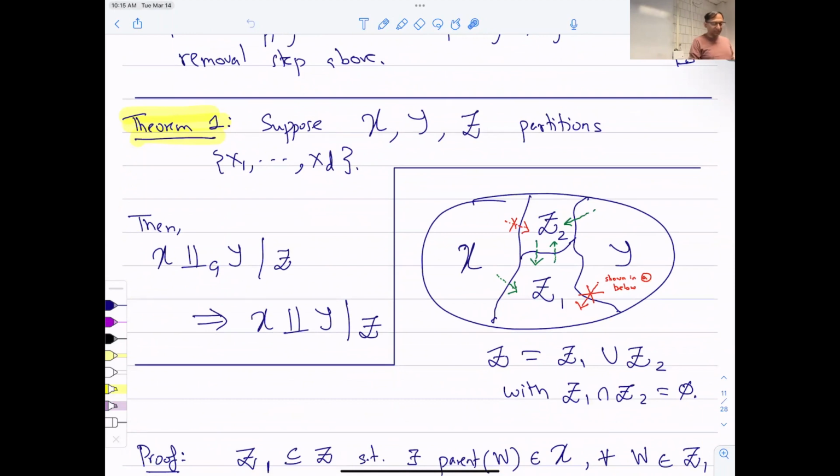So the first result is the following. Suppose I can partition the collection of nodes into three sets, X, Y, and Z. So this is a partition, meaning that there is nothing left over. Suppose that in this case, the following properties hold. Suppose the set X is D-independent of a set Y given Z.